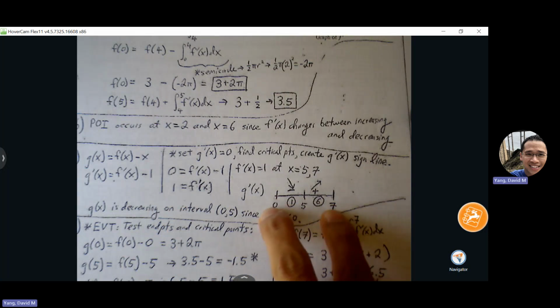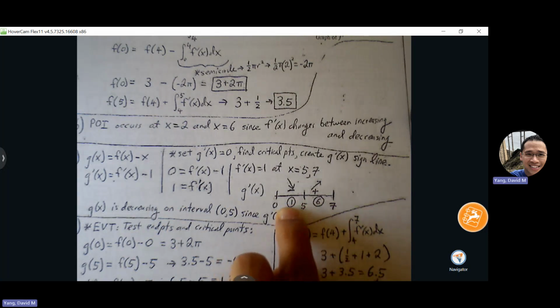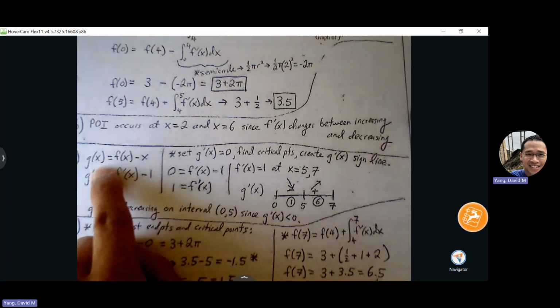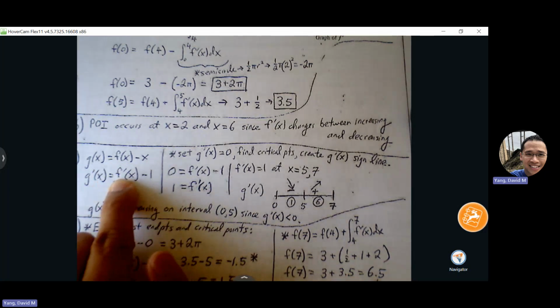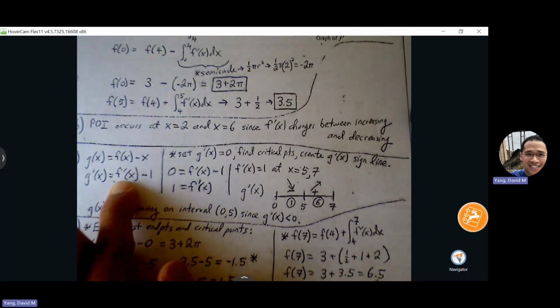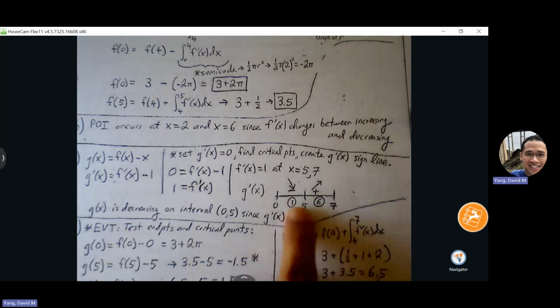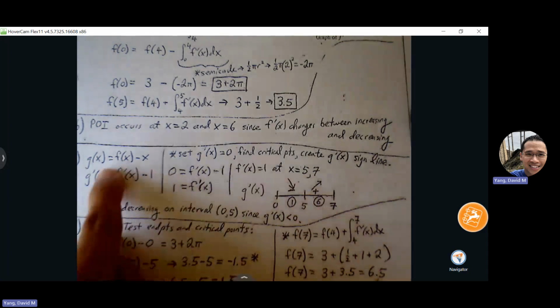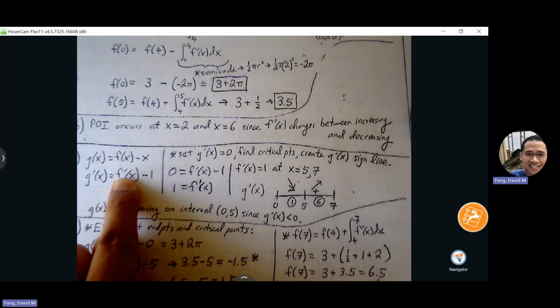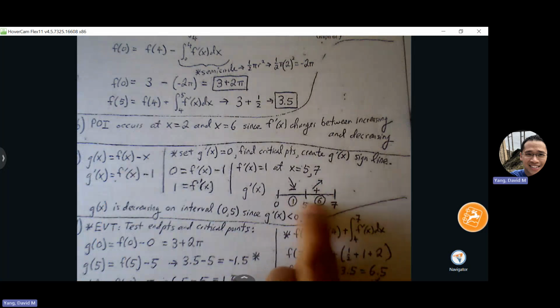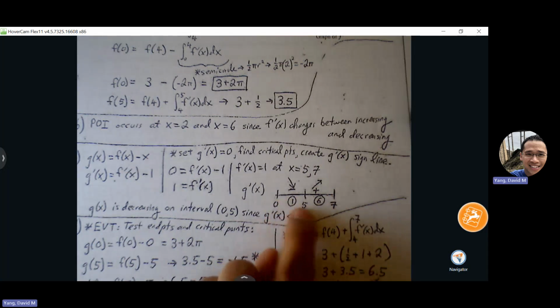And my endpoint is at 0. So really I have to figure out whether my G prime is positive or negative. So if I plug 1 in, F prime of 1 is negative 1. So negative 1 minus negative 1 is negative. So I know that region is negative. If I plug 6 in, F prime of 6 is positive 2. 2 minus 1 is positive. So I know that there is a decreasing interval from 0 to 5.